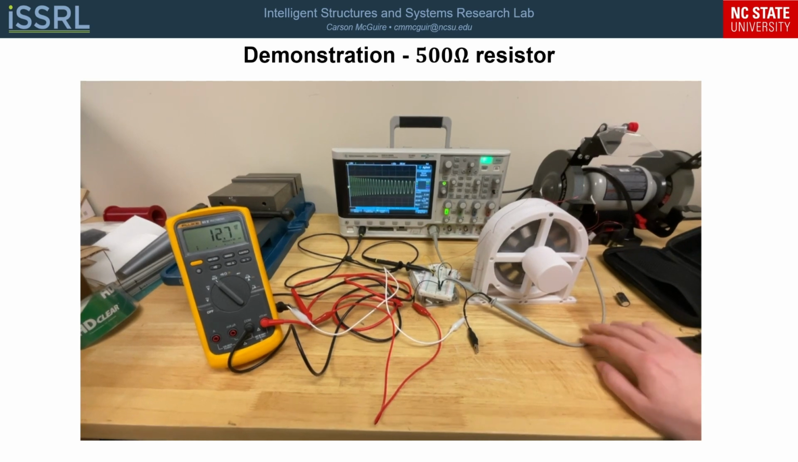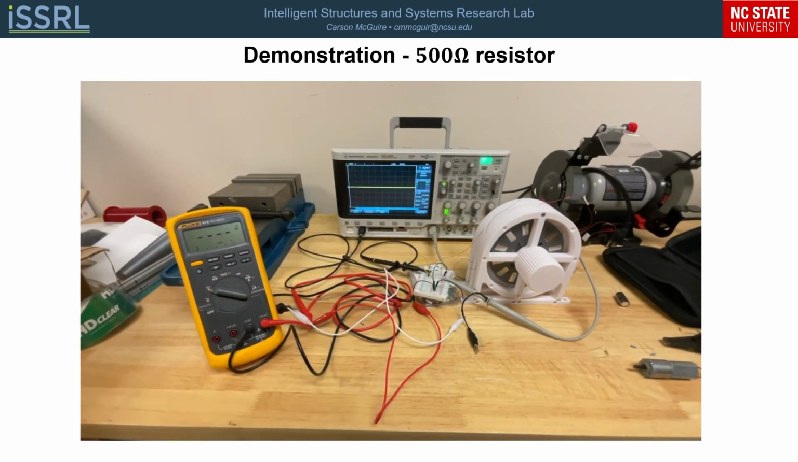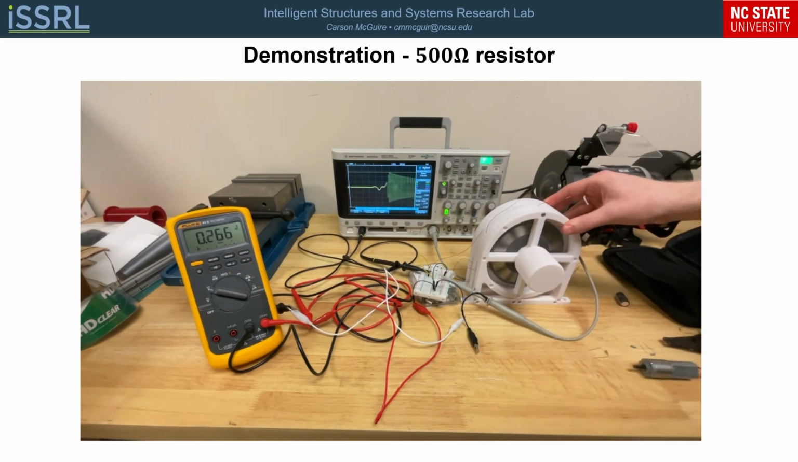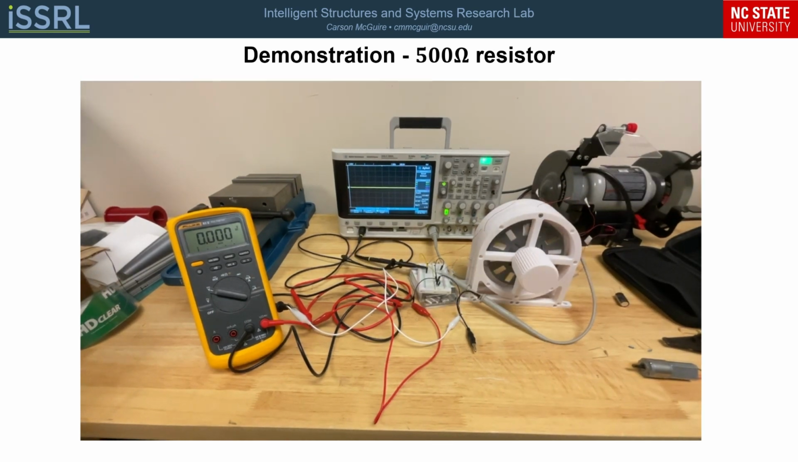You see as I spin the alternator faster, the voltage on the multimeter increases, and I'll show that a little more clearly in a few slides.